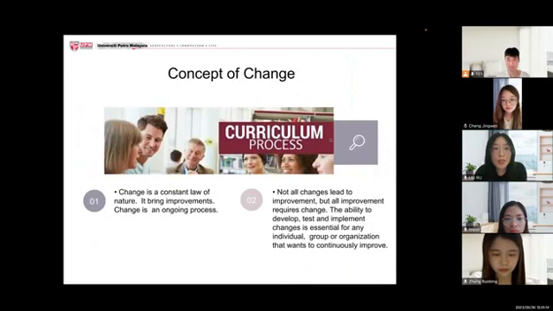Concept of change. Change is a constant law of nature. It brings improvements. Change is an ongoing process. Not all change leads to improvement, but all improvement requires change. The ability to develop, test, and implement changes is essential for any individual, group, or organization that wants to continuously improve.